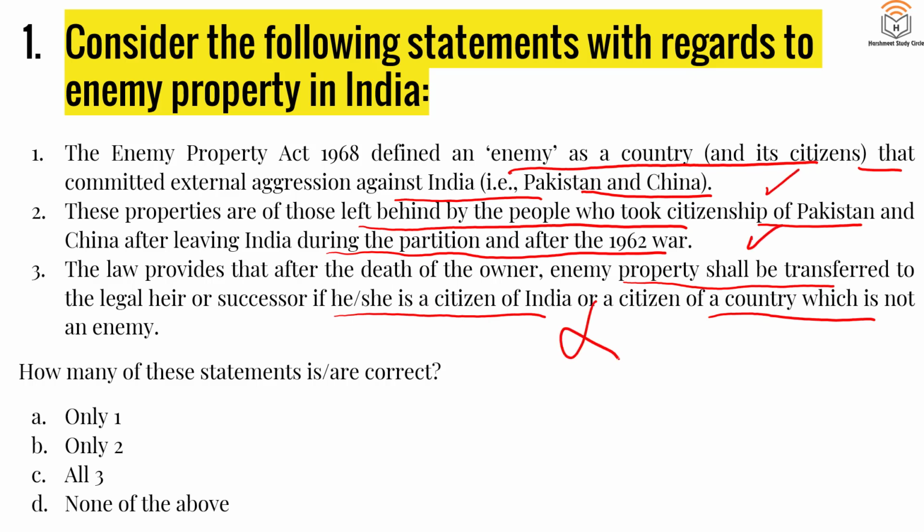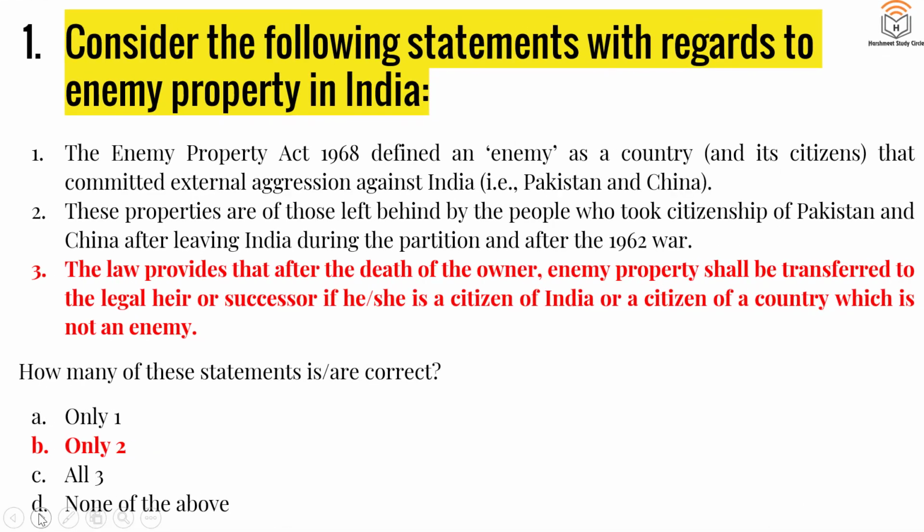The amended law says that even after the death of the rightful owner, the property will not be transferred to the legal heir, even though the legal heir is not an enemy anymore. The property will still remain with the custodian of the property. So the government appoints the custodian and the property will remain under his or her control only. It will not be transferred to anyone. So the answer thus is B. Out of the three statements, only two are correct. That is the first and the second one.